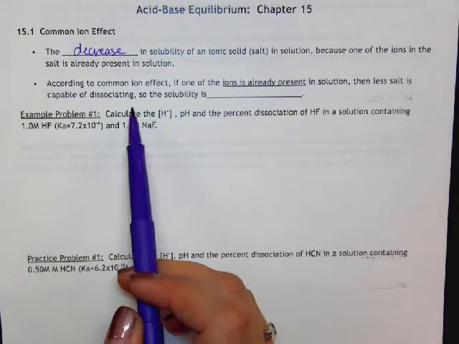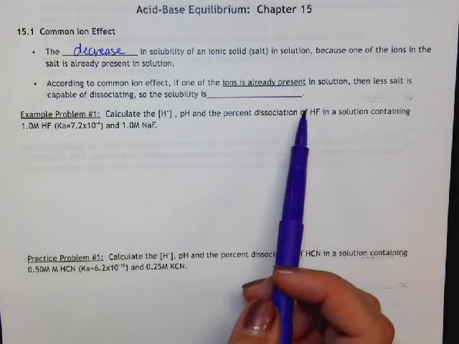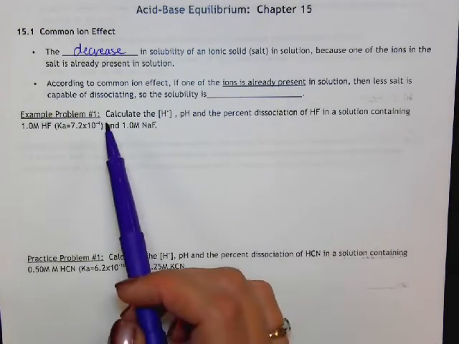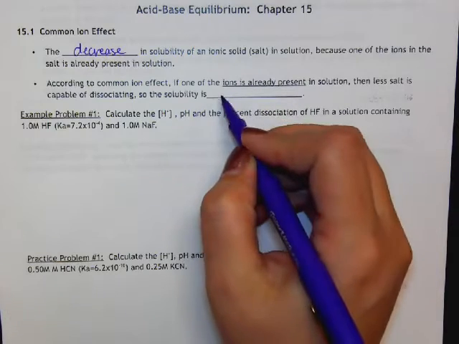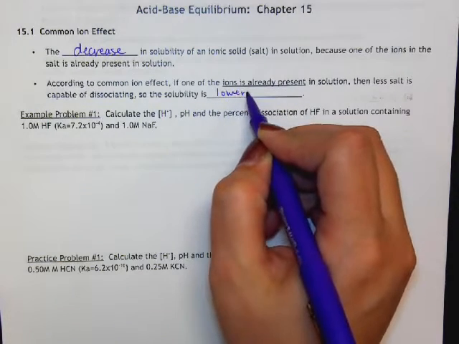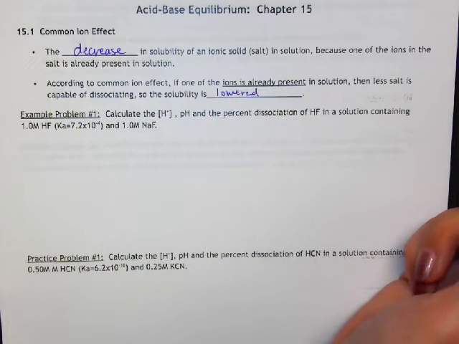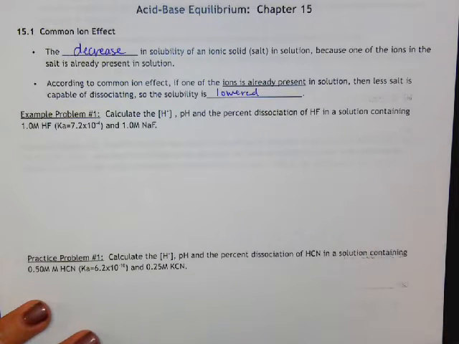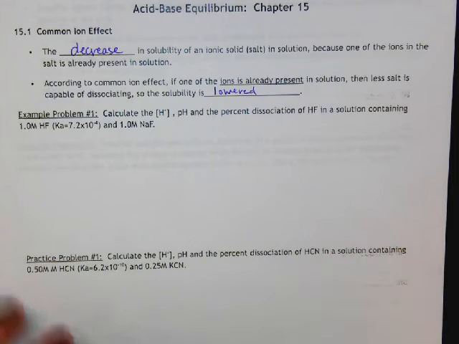So according to the common ion effect, if one of the ions is already present, then less salt is capable of dissociating, so the solubility is lowered. So it's going to be less soluble. And the same thing happens for acids and bases. We decrease the acidity or the basicity by adding in a common ion.